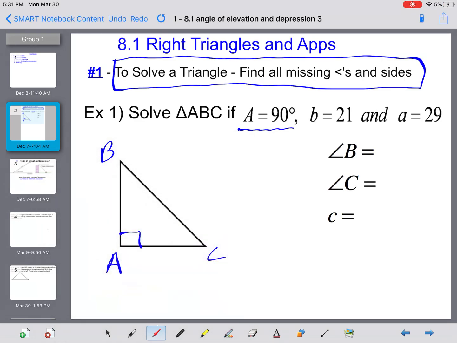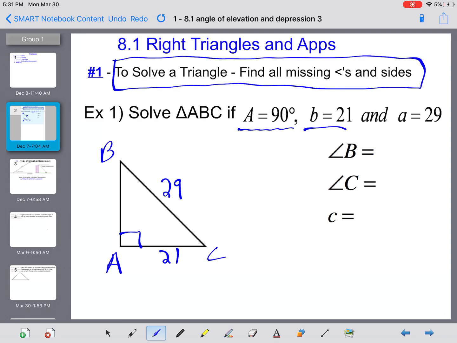For side B, the lowercase letters will signify the sides. Side B is directly across from angle B. So whenever you have an angle and you want to find the side, go directly across. So here we have side B, and here we have side C. Lowercase is for those sides. Let's put the actual numbers there. Side B is 21. Side C, actually we don't know, but we know side A is 29.